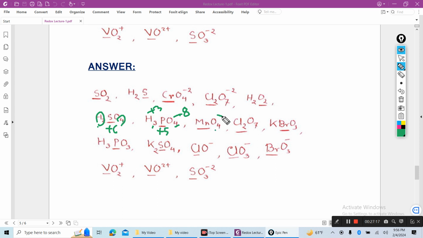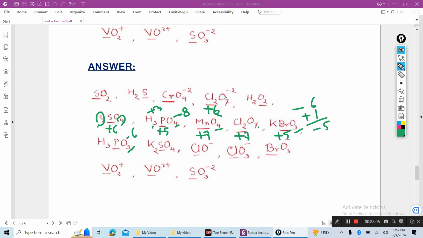Here this is the manganate, 4 times 2 is 8, if you subtract minus 1, you get minus 7, manganese will be plus 7. Here plus 6, here 7 times 2 is 14, so 2 chlorine 14, 1 chlorine will be 7, plus 7. Here oxygen 3 times 2 is 6, minus 6, potassium plus 1, minus 5, so bromine will be plus 5, or opposite. Here oxygen minus 6, 3 hydrogen plus 3, phosphorus acid, so phosphorus will be positive 3.